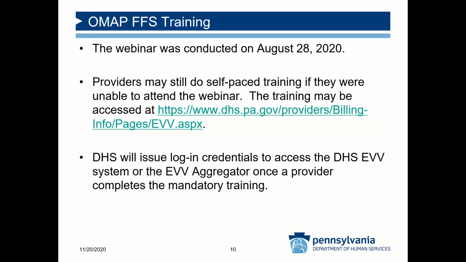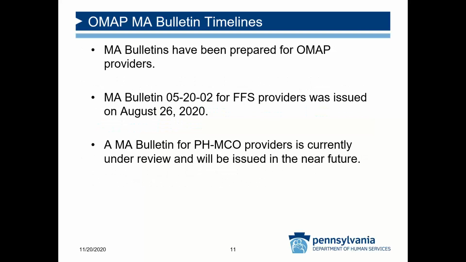DHS will issue login credentials to access the DHS EVV system or the EVV aggregator once a provider completes the mandatory training. MA bulletins have been prepared for OMAP providers. MA Bulletin 052002 for fee-for-service providers was issued on August 26, 2020. An MA Bulletin for the physical health MCO providers is currently under review and will be issued in the near future.